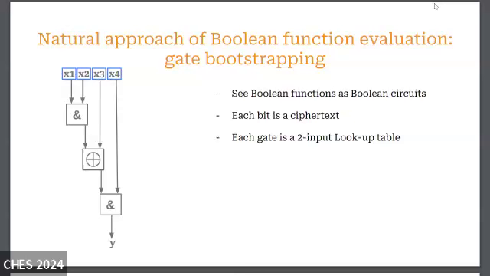And so that was the introduction to TFHE, and now, how do we evaluate Boolean functions with TFHE? The natural approach, the first thing you think about, is to encrypt each bit in a ciphertext, see the Boolean function as a Boolean circuit, and say that each Boolean gate is a 2-input lookup table. I told you that programmable bootstrapping was a 1-input lookup table, but you can construct a 2-input lookup table simply by considering a 1-input lookup table and doubling the entry size. But the problem, of course, is that now you bootstrap every Boolean gate, so it does not scale at all when you want to evaluate large circuits.